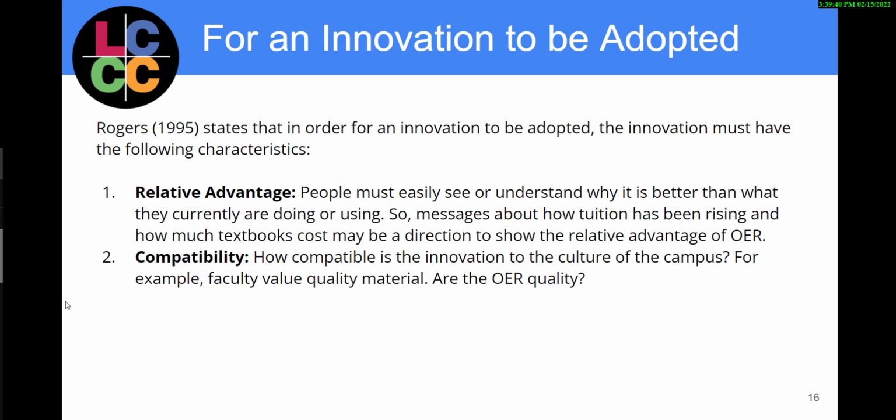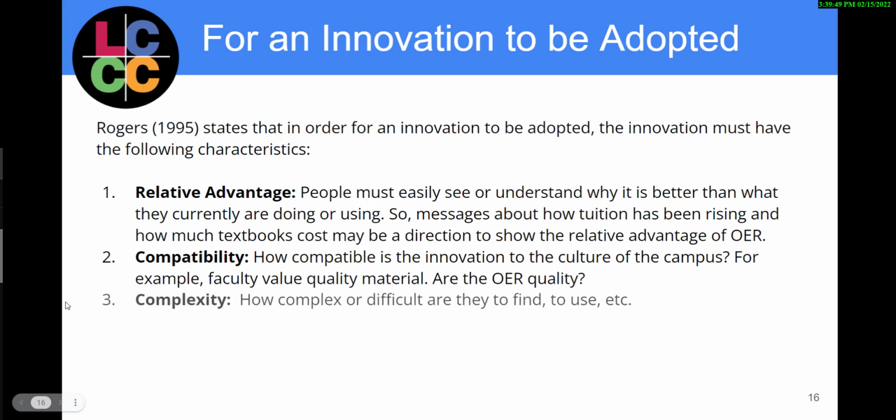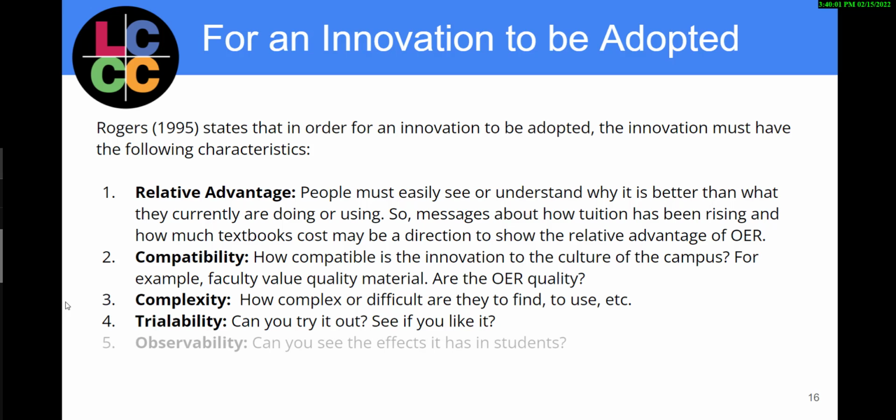Compatibility. How compatible is the innovation to the culture of the campus? For example, faculty value quality material. Are the OERs quality? Complexity. How complex or difficult are they to find, to use, etc. Trialability. Can you try it out, see if you like it? Observability. Can you see the effects it has in the students?